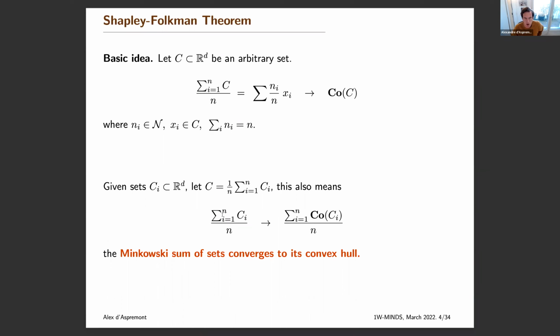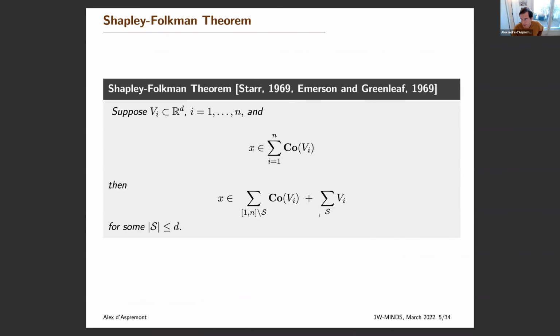So again, the sum of the Ci's normalized by n converges towards the convex hull of the sum of the Ci's, which is also the sum of the convex hulls, right? So the main message here is that the Minkowski sum of sets converges to its convex hull. In fact, this is a result that dates back to the 60s, and it's due to Shapley-Folkman, but they didn't bother publishing it because the proof is fairly straightforward, and they moved on to something else. The papers that actually produce and publish the proof are due to Starr and Emerson and Greenleaf. But the result itself is really due to Shapley-Folkman.